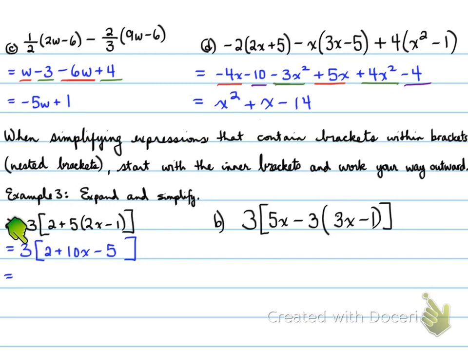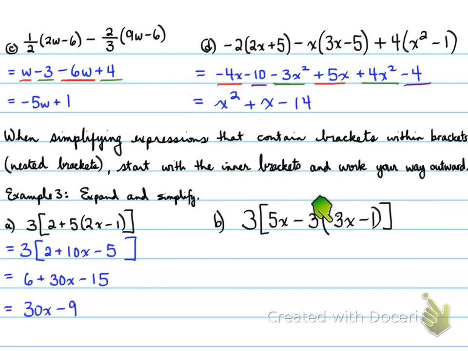What we're going to do, just to make things easier, is just expand these values out. So 3 times 2 is 6. 3 times 10x is 30x. 3 times negative 5 is negative 15. So we have 6 plus 30x minus 15, which is 30x minus 9.